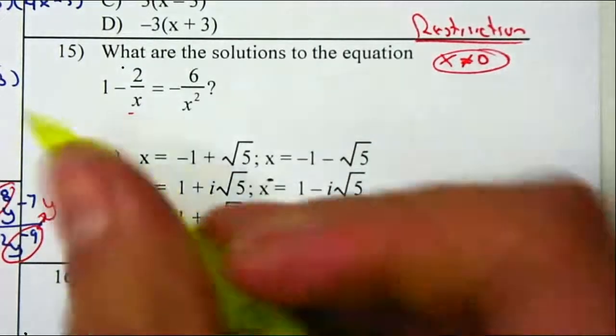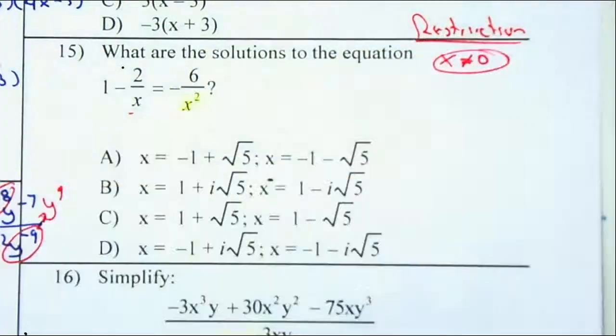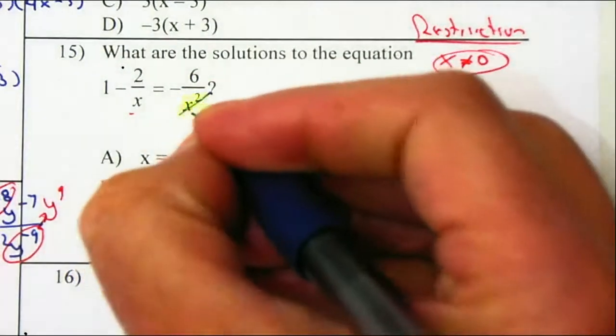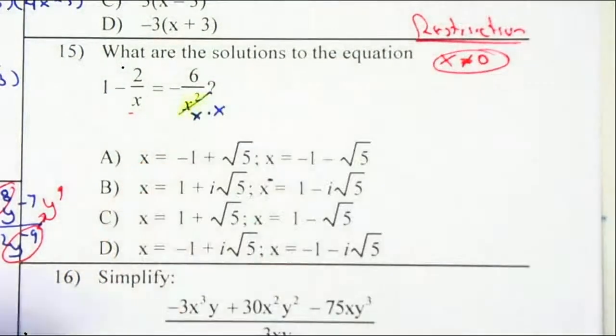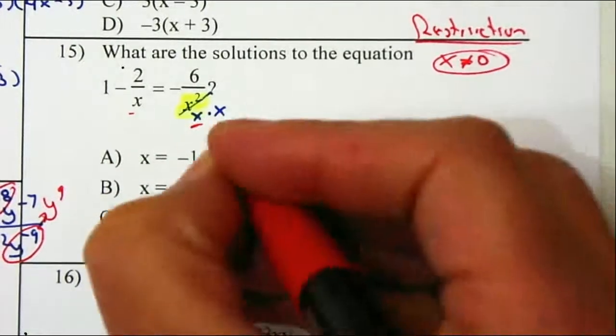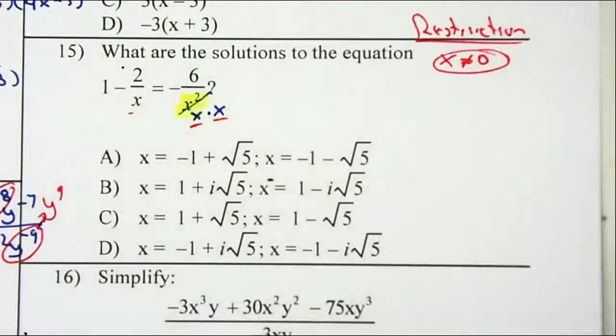I notice that this other fraction has also an x, and I'm going to factor it out. Instead of x squared, I'm going to rewrite it as x times x. Now this x is already being covered by the restriction here, and this one is also covered. So therefore, we only have one restriction. X cannot be equal to 0.